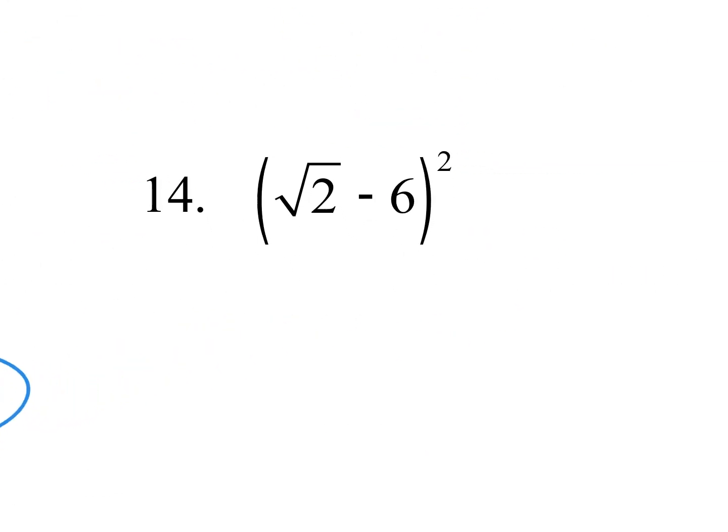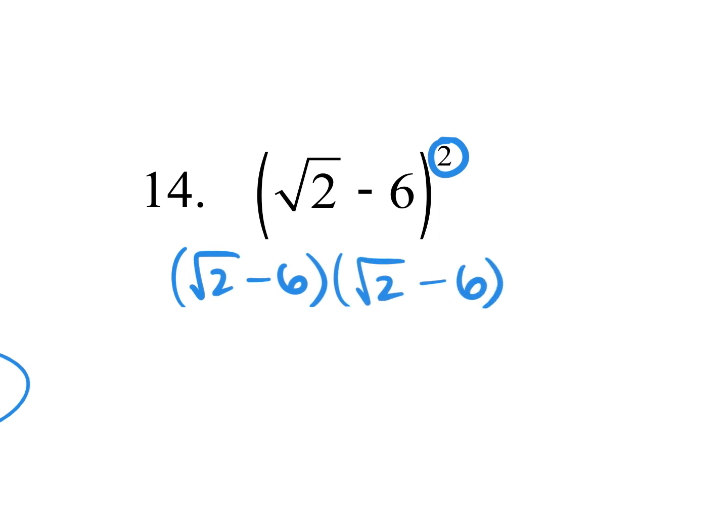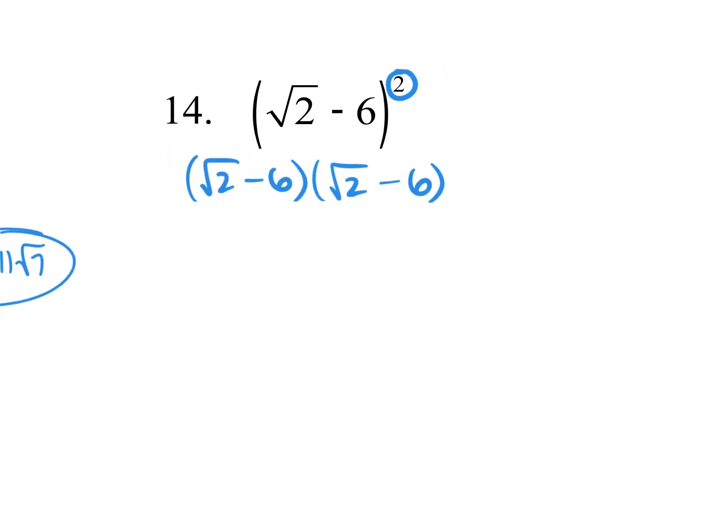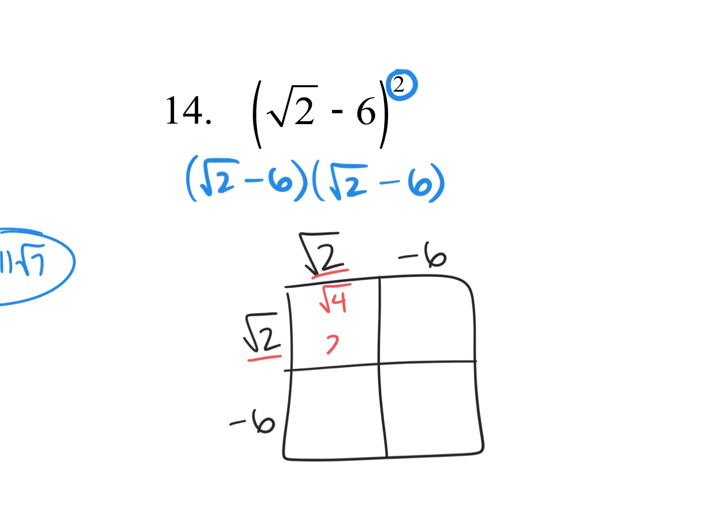And then number 14, this little 2 up here really means I'm taking this square root of 2 minus 6 and I'm multiplying it by itself. So we are doing the box or the FOIL method on this one. And let's multiply these things together. Square root of 2 times square root of 2 is the square root of 4, which equals 2.